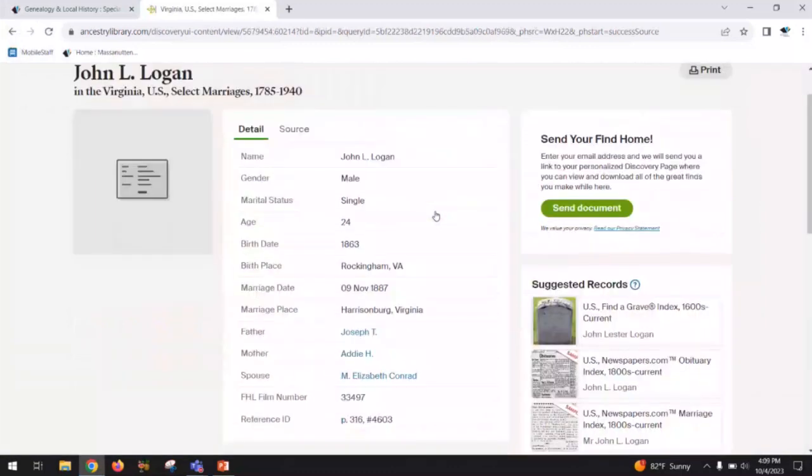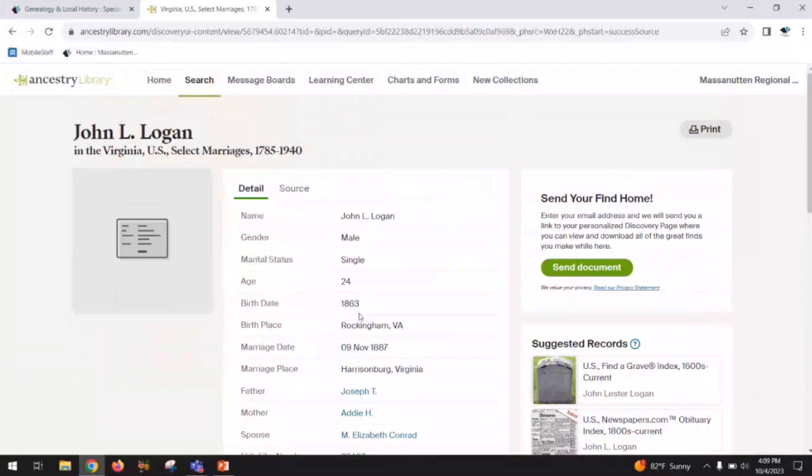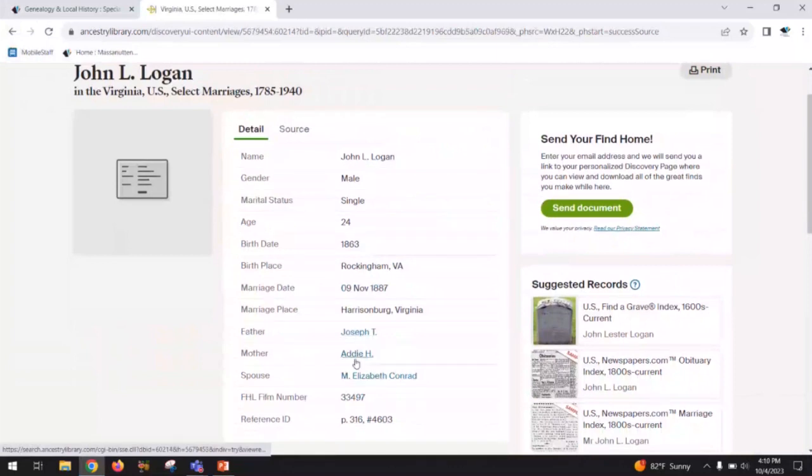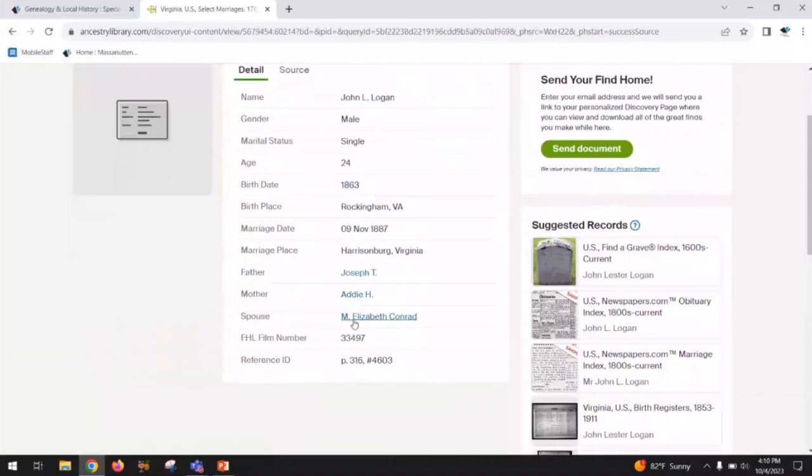is a marriage record. This marriage took place in 1887, so this is just a transcript. My guess would be that the original is too fragile to be scanned, and so the information was just recorded. But we learned that John was born in 1863, and that John was married to his wife on November 9th, 1887, and his parents are Joseph T. and Addie H., which remember we saw Addie in that census record before. And then Conrad's mother, Elizabeth, which is obviously where Betty came from, she's listed here as well.